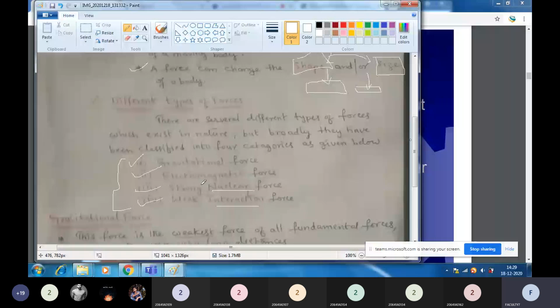This is the strongest force. Okay, the strong nuclear force is the strongest. Next one will come the electromagnetic force. This is the second strongest. What is the third strongest? This is the third strongest.